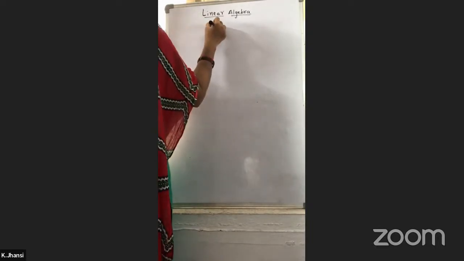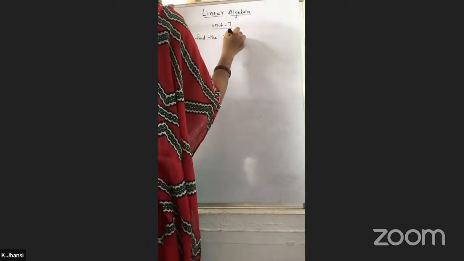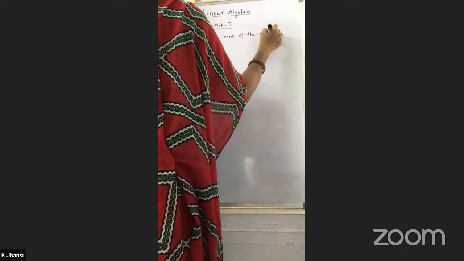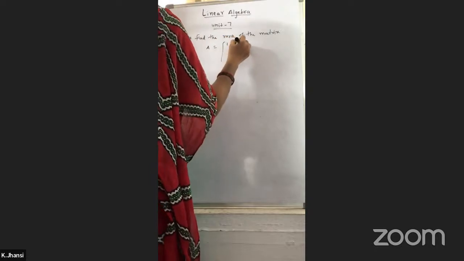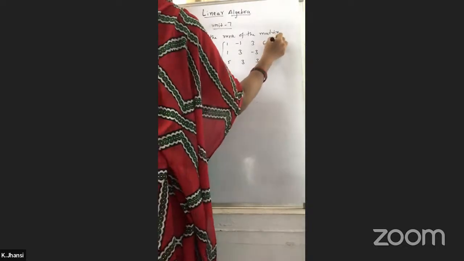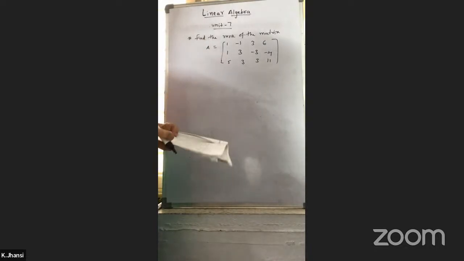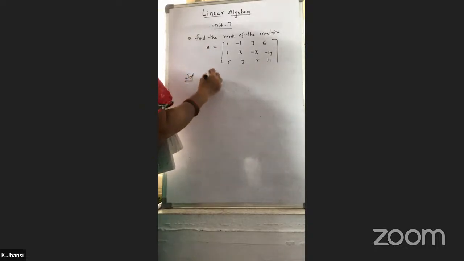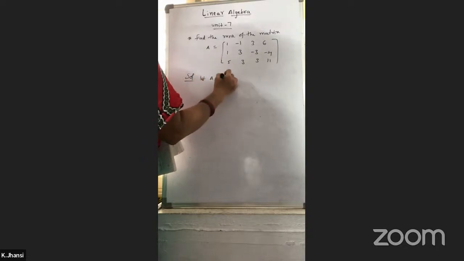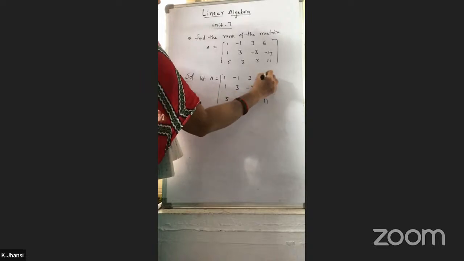Okay, the problem is from check your progress. Find the rank of the matrix A equals 1, minus 1, 3, 6; 1, 3, minus 3, minus 4; 5, 3, 3, 11. Okay, this is the given matrix A. For this, we have to find the rank of the matrix by converting the given matrix into echelon form. So first in the solution you write: let A equal to the given matrix, 1 minus 1, 3, 6, 1, 3 minus 3 minus 4, 5, 3, 3, 11. This is the given matrix.